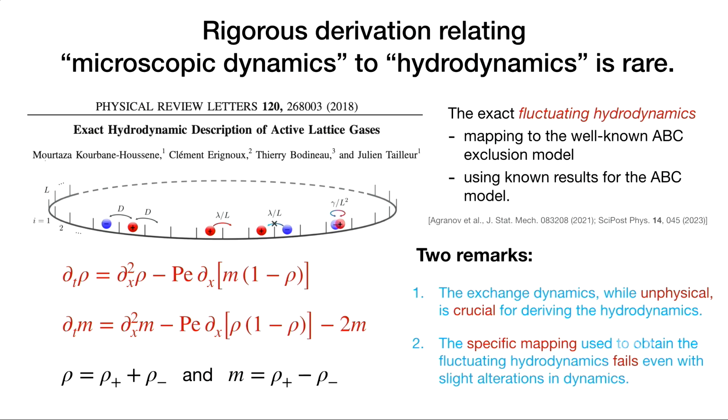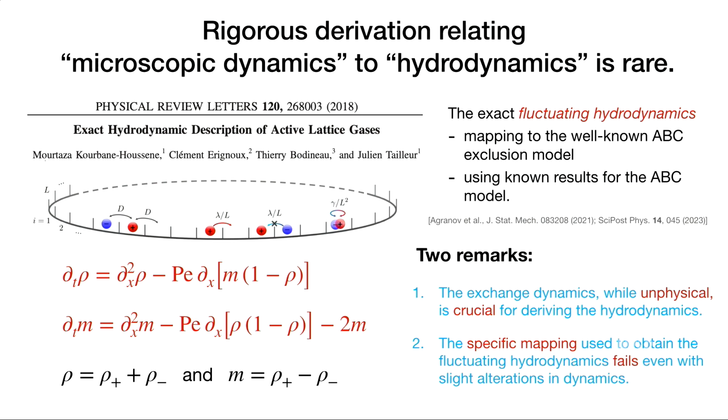Okay, so two remarks now. To derive this hydrodynamics, you need this exchange dynamics, which is a bit unphysical, because if you are modeling active particles, when two particles come together, they cannot just cross each other, right? But although unphysical, it's actually crucial for deriving this hydrodynamics. Without this exchange dynamics, you cannot derive the hydrodynamics for this model. So this exchange dynamics was necessary for deriving it.